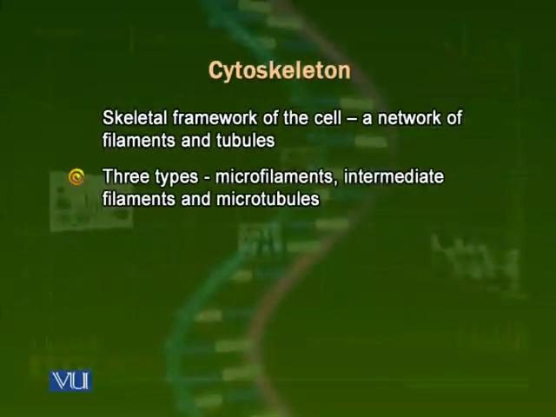Cytoskeleton consists of three types of fibers. One is called microtubules, the other is called microfilaments, the third is called intermediate filaments. We talk about them one by one. The microtubules, these are the largest in diameter, and microtubules are hollow from inside. Their generalized diameter is about 20 nanometers.